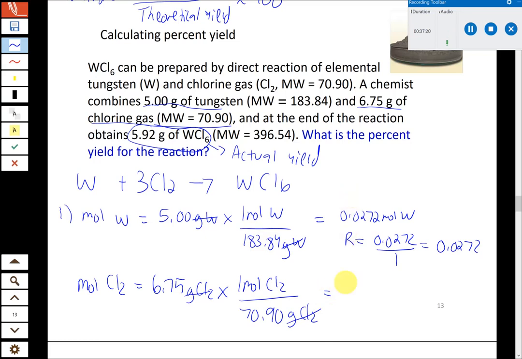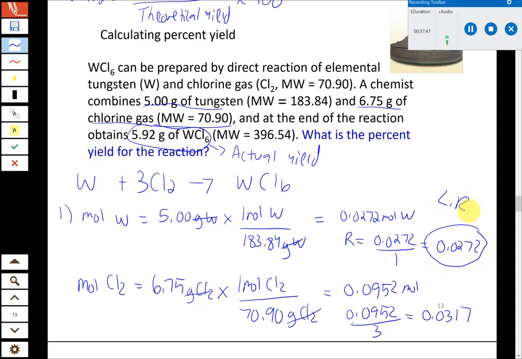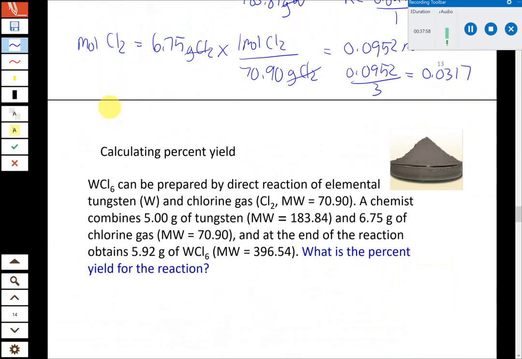So for chlorine, we get 0.0952, but then we have to figure out the ratio by dividing that number by the coefficient, which is 3. So the coefficient for Cl2 in the balanced equation is 3. Dividing those, we get 0.0317. So again, they're not too different from each other, but this number is clearly smaller, so that's going to be our limiting reactant, okay? So in order to figure out the theoretical yield, we do need to know what the limiting reactant is, because the theoretical yield is determined by how much limiting reactant we have. And so now we can do the calculation to get that.